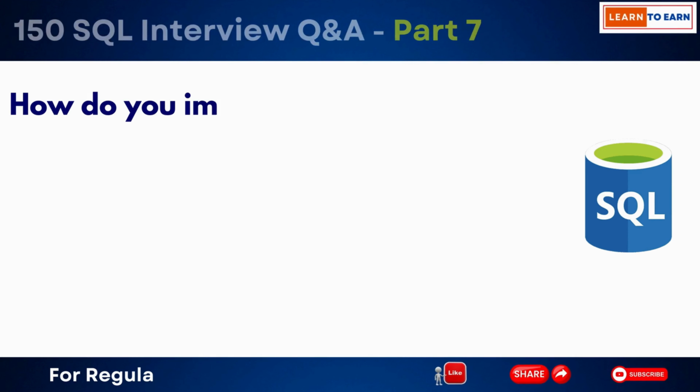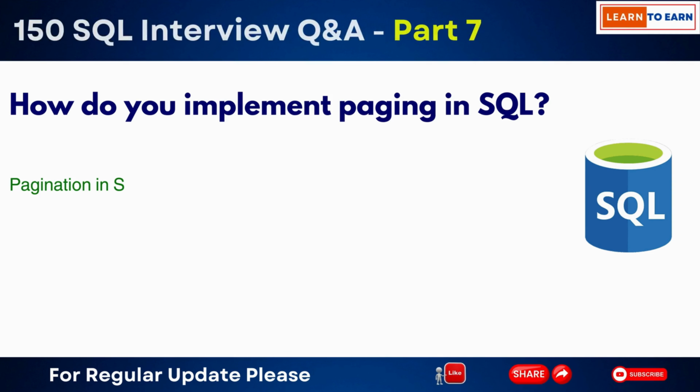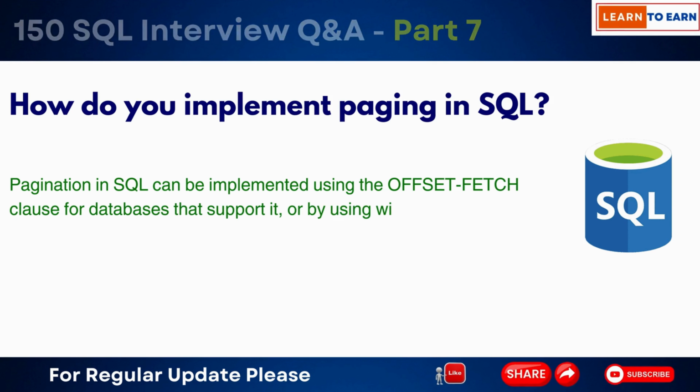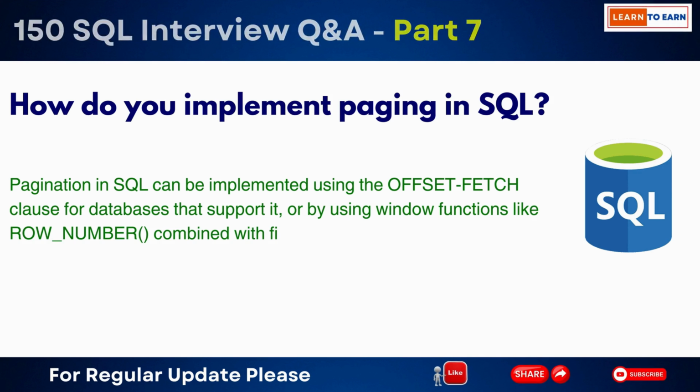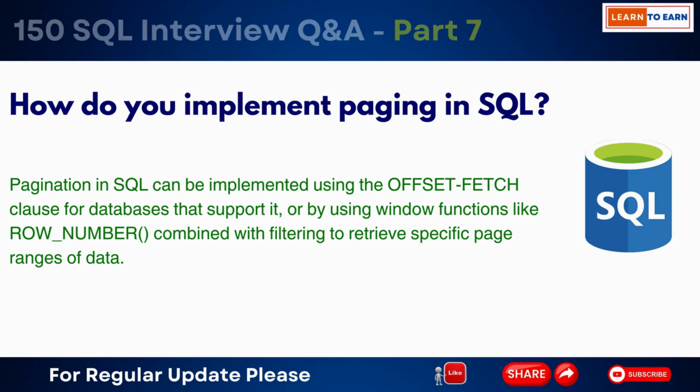How do you implement paging in SQL? Pagination in SQL can be implemented using the OFFSET FETCH clause for databases that support it, or by using window functions like ROW_NUMBER combined with filtering to retrieve specific page ranges of data.